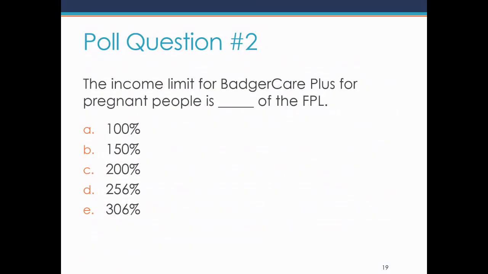All right, great job. It looks like the majority of you did answer correctly. The correct answer is E. The income limit for Badger Care Plus for pregnant people is 306% of the FPL.